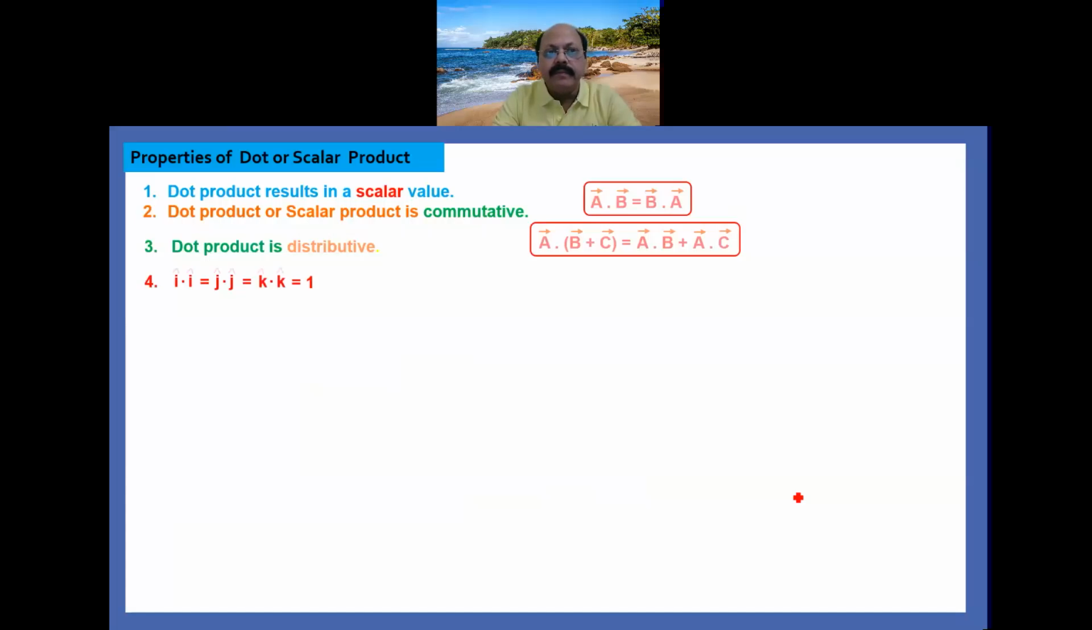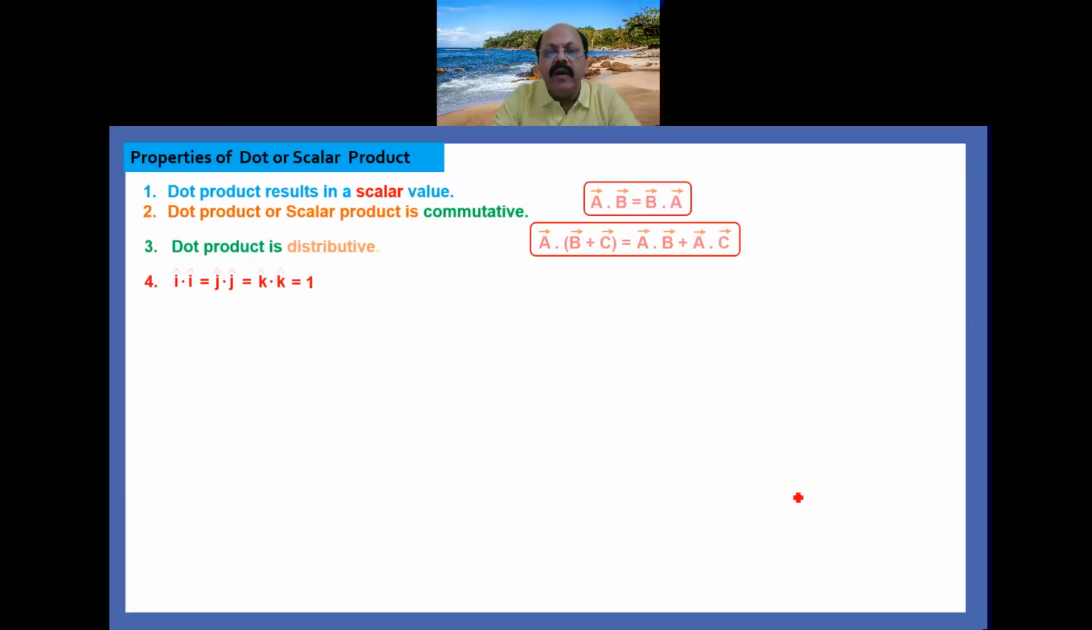Now I cap dot I cap equal to 1, J cap dot J cap equal to 1, k cap dot k cap equal to 1. Because when you take a dot product of a vector with itself, the angle between them is 0. So A vector dot B vector equal to AB cos 0, and cos 0 is 1.